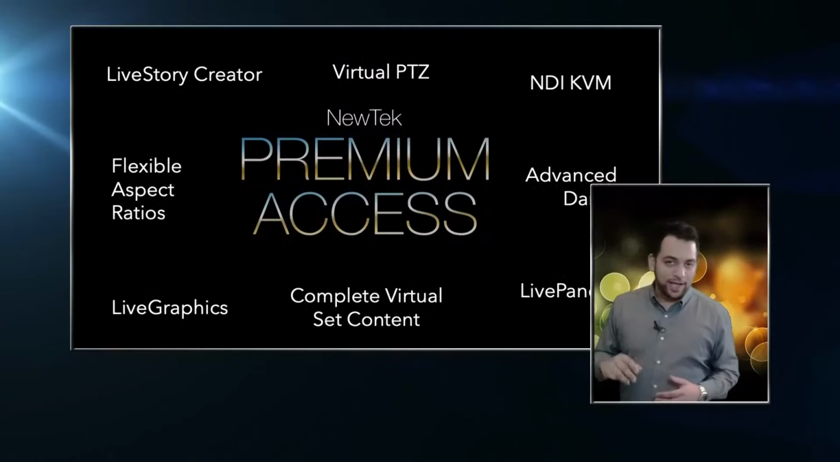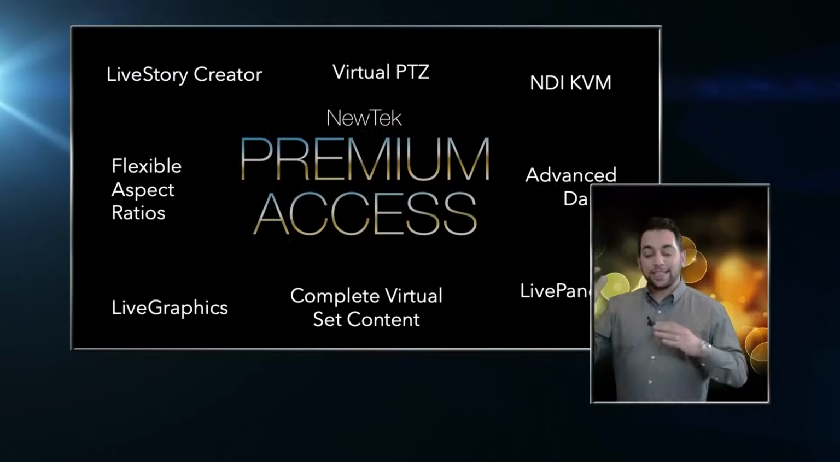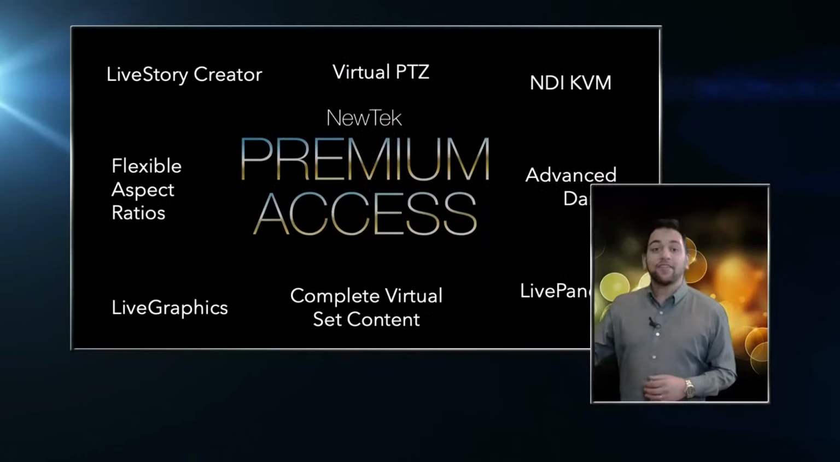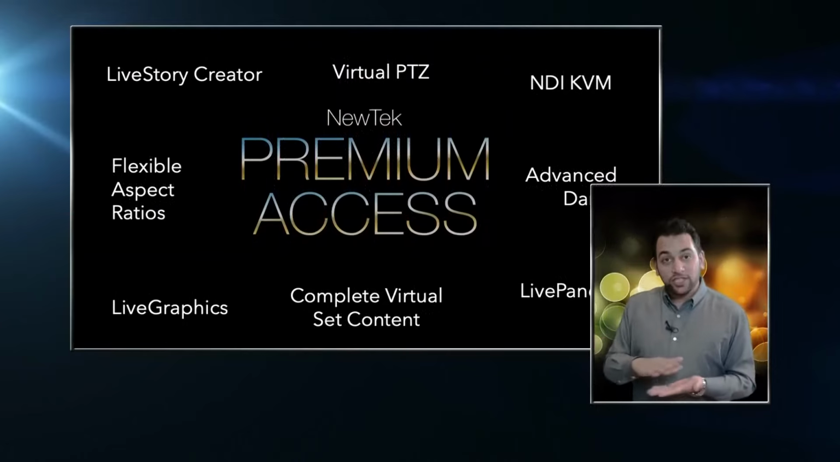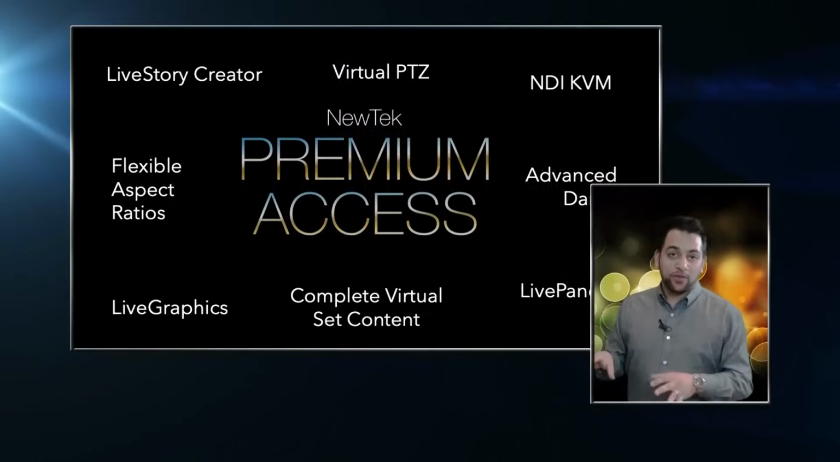You've got flexible aspect ratios. So if you need to do a square for Instagram, or you need an aspect ratio that's not your standard 16:9, that will allow you to do it. So you can do vertical video, square video, live graphics that you've been seeing us use. So rather than being stuck with still stationary graphics, this allows you to have animated graphics right within the TriCaster.